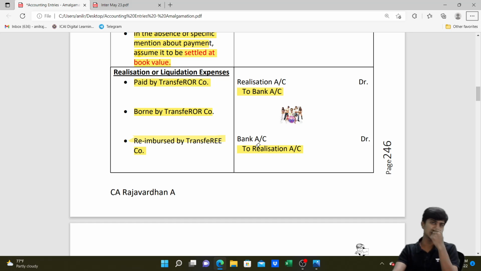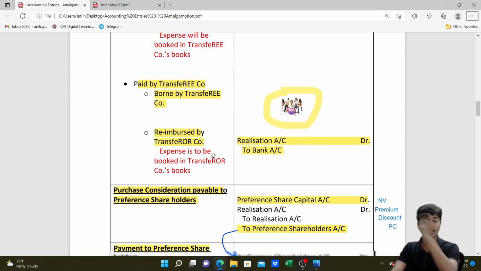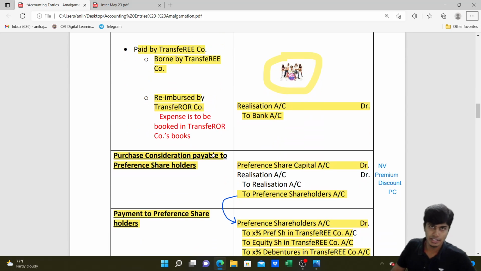However, if it is reimbursed by our transferee, we will receive money: bank account debit, realization account. If this expense is paid by transferee, we will not write any entry. However, if we have to reimburse it to them, then we'll write the entry realization to bank.